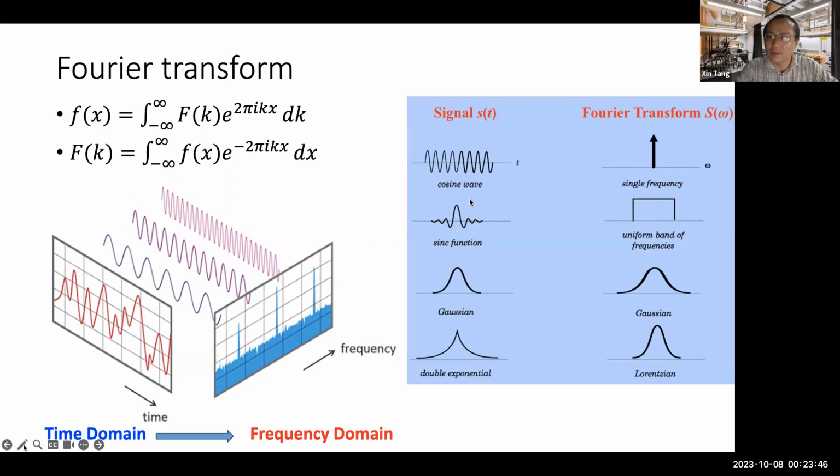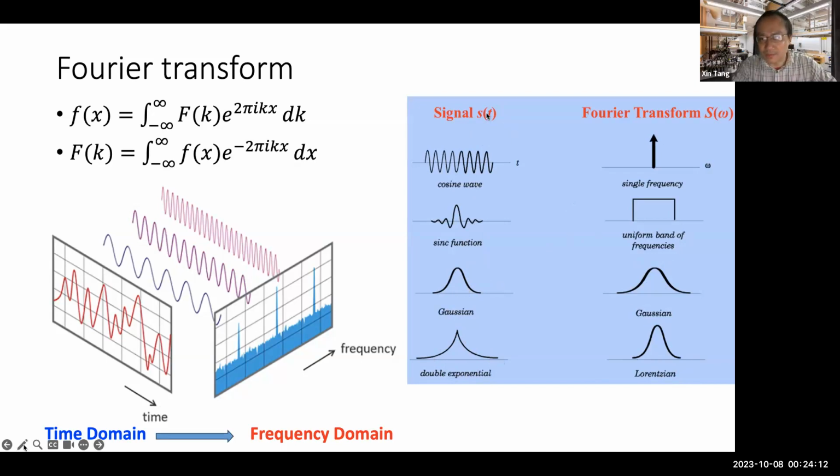Also, interestingly, a Gaussian distribution: if you do the Fourier transform, it gives you a Gaussian again. This is very unique, very useful. And finally, a double exponential, where each side is exponentially decayed. After the Fourier transform, the double exponential gives a Lorentz distribution. Those are very commonly used methods.